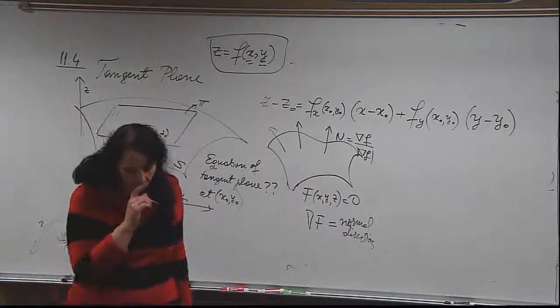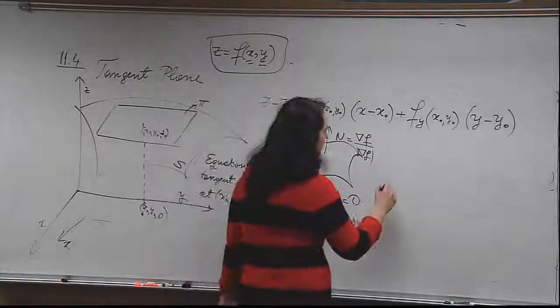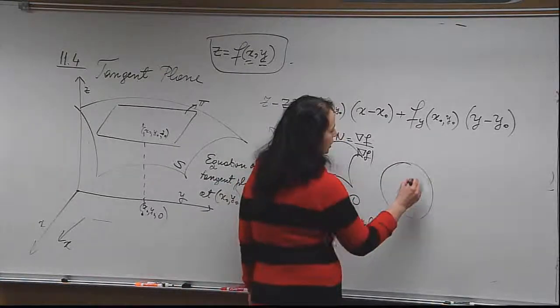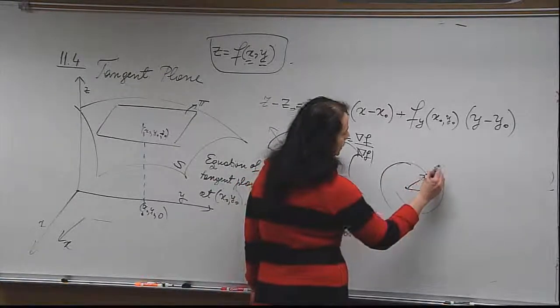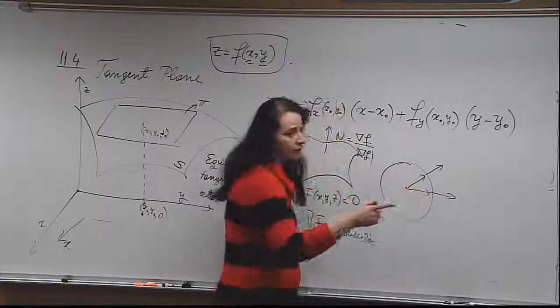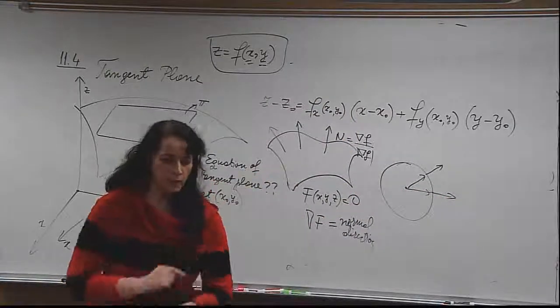How did he do that? Well, he had a bunch of examples. He had the sphere. He showed us that for the sphere you have the normal, which is the continuation of the position vector.